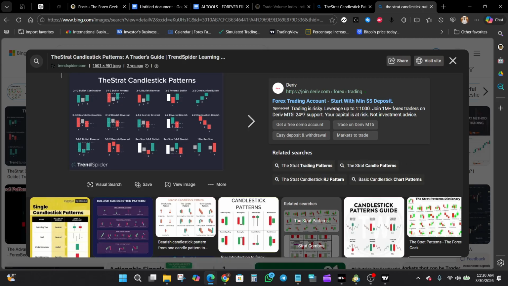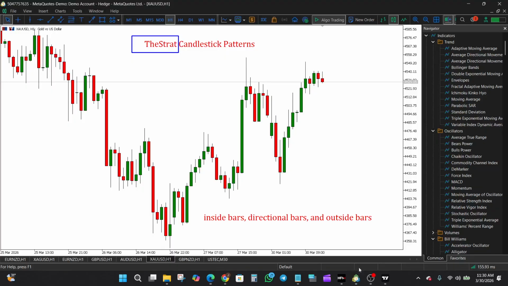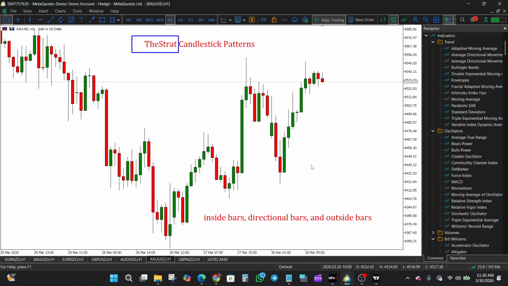Now one of the strengths of the strat is its simplicity. By focusing on price action alone, traders can make decisions based on what the market is doing in real time without relying on lagging indicators. Overall, the strat is a powerful approach for traders who want to master candlestick patterns and market structure.